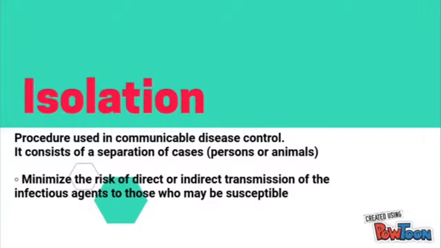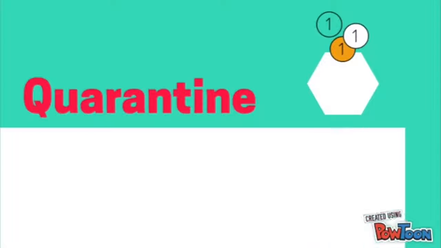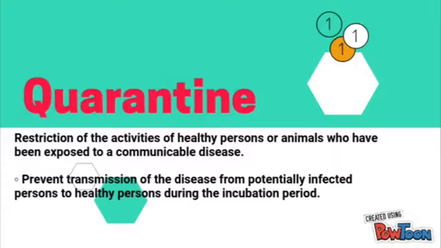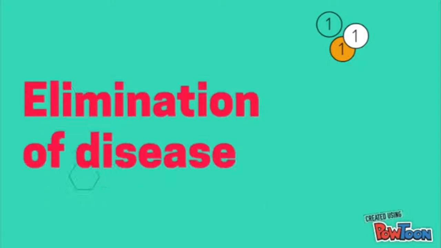Isolation is the procedure used in communicable disease control. It consists of a separation of cases, in persons or animals, to minimize the risk of direct or indirect transmission of the infectious agents to those who may be susceptible. Quarantine is the restriction of the activities of healthy persons or animals who have been exposed to a communicable disease. It prevents transmission of the disease from a potentially infected person to a healthy person during the incubation period.